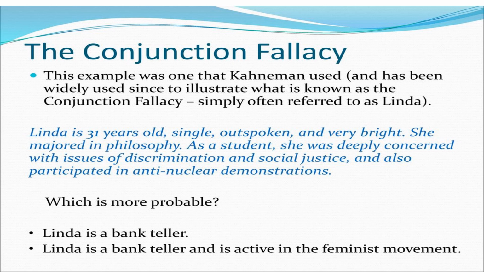So the conjunction fallacy, we can look at it through this example of a 31-year-old woman called Linda, who is single, outspoken, and very bright. She majored in philosophy. As a student, she was deeply concerned with issues of discrimination and social justice, and also participated in anti-nuclear demonstrations. So the question is, which of the following hypotheses is the more probable? Is it firstly that Linda is a bank teller, or secondly that Linda is a bank teller and is active in the feminist movement?